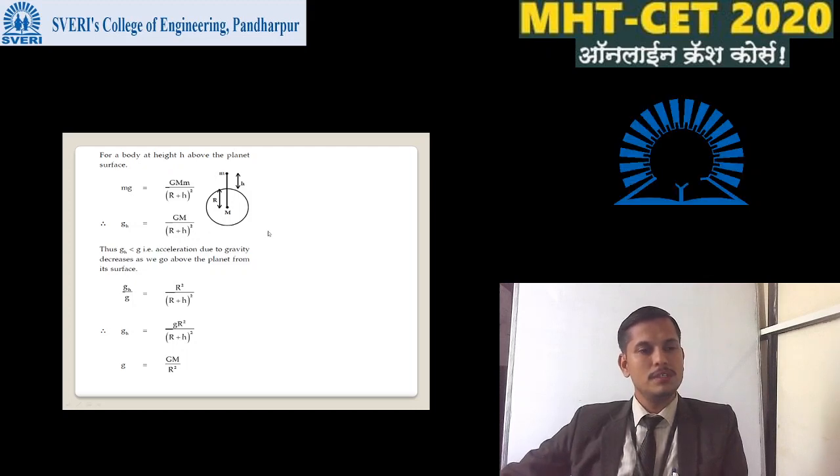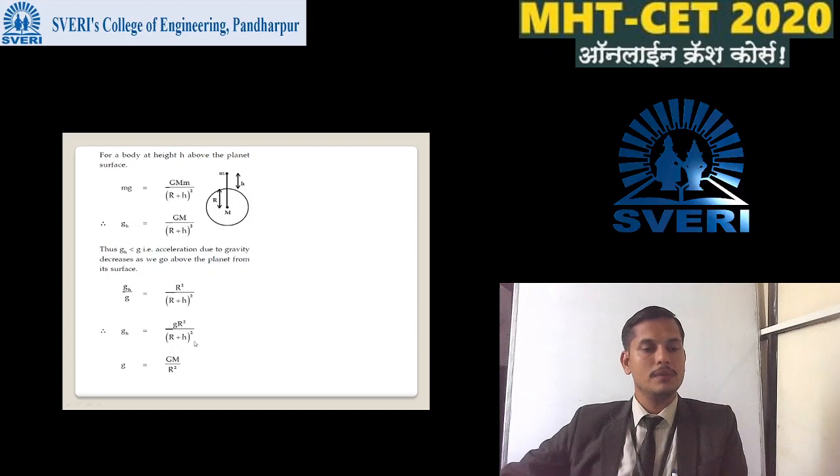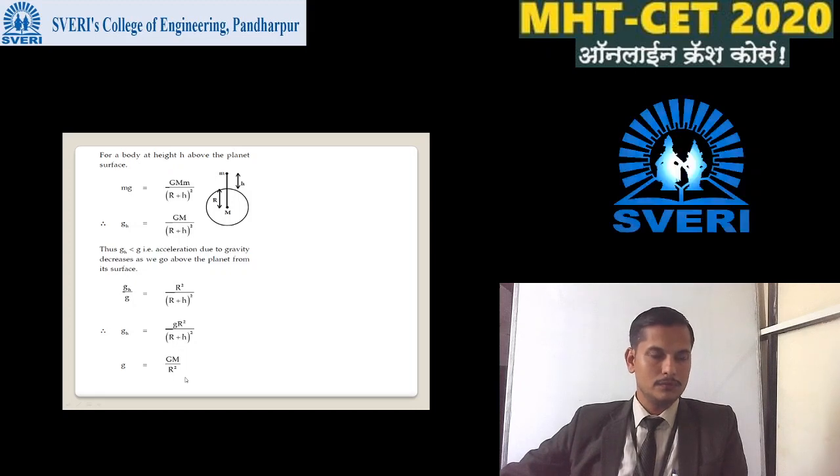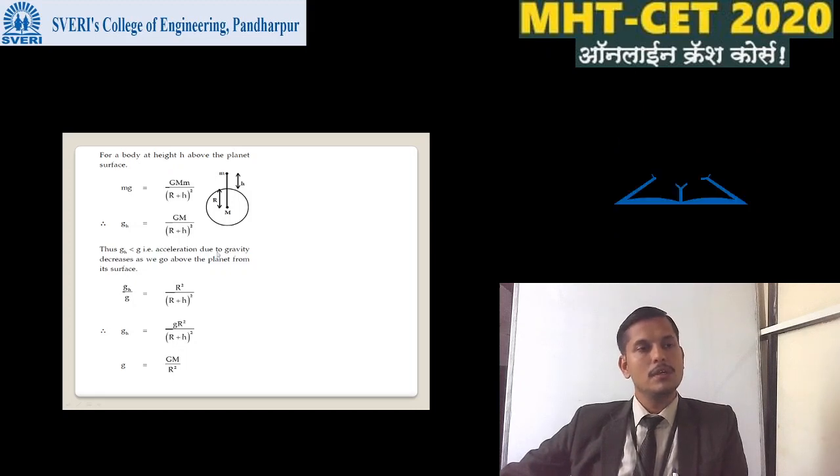Thus gh is less than g, that is, acceleration due to gravity decreases as we go above the planet from its surface. So if we compare these cases, gh upon g is R squared upon (R plus h) squared. So gh is nothing but g R squared divided by (R plus h) squared, where g is equal to GM upon R squared. So let us discuss this.